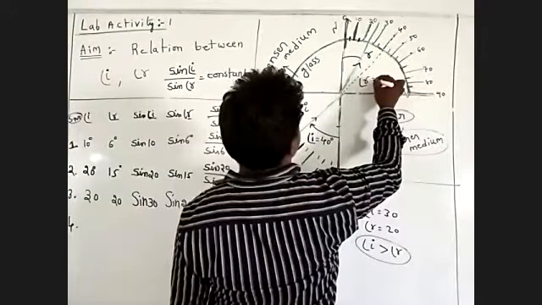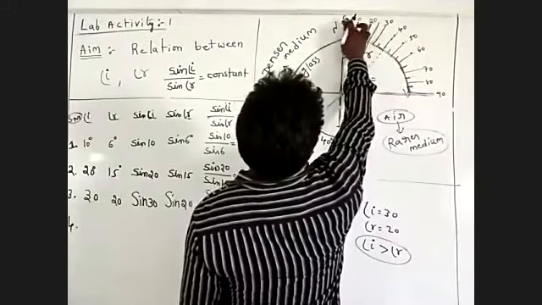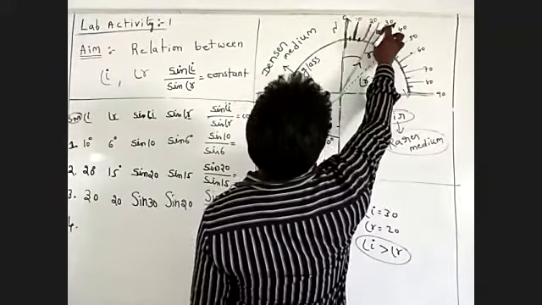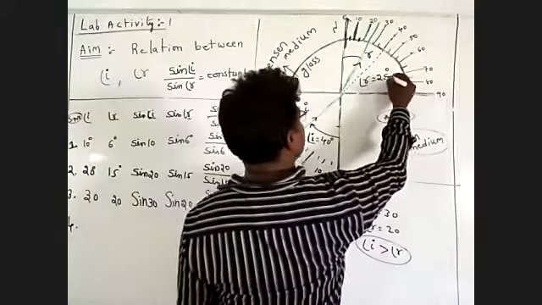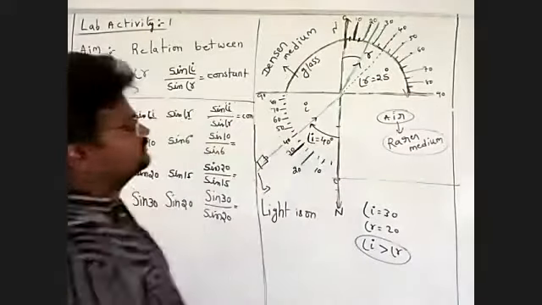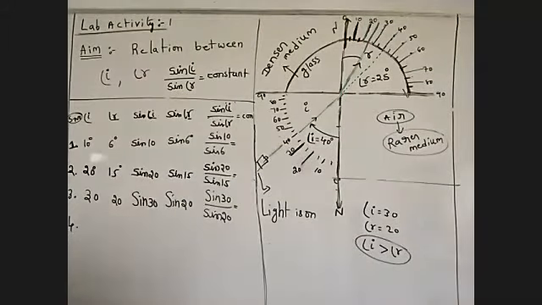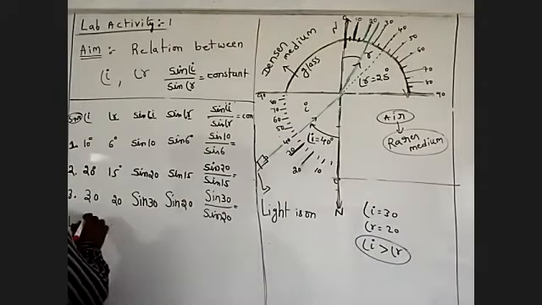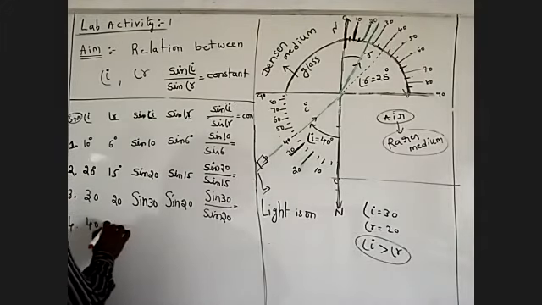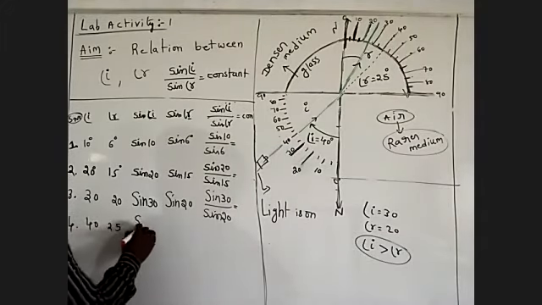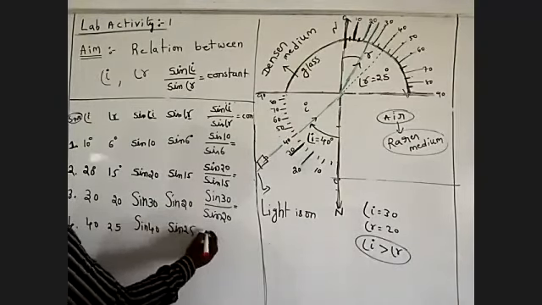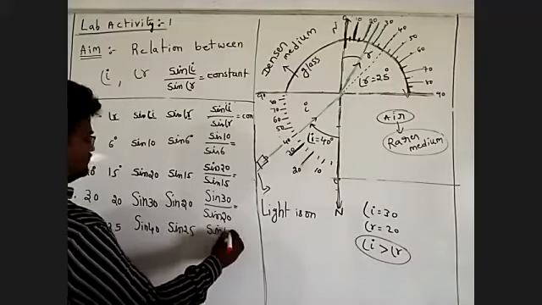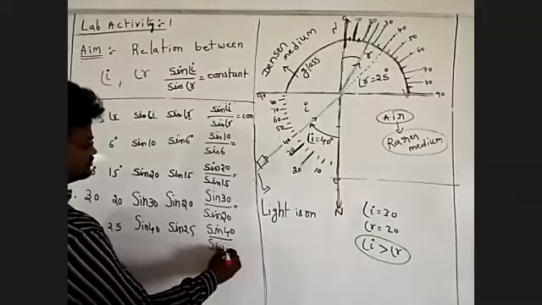Angle of R is equal to, how much is the angle here? 25 degrees. Angle of R is equal to 25 degrees, angle of I is equal to 40 degrees. Now we take sine 40 degrees, sine 25 degrees, sine 40 by sine 25.